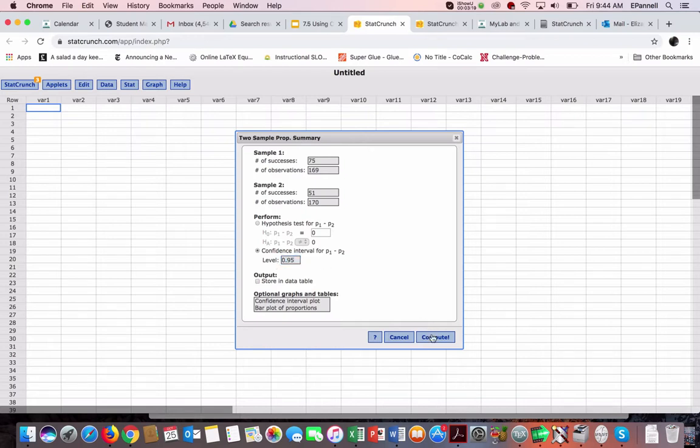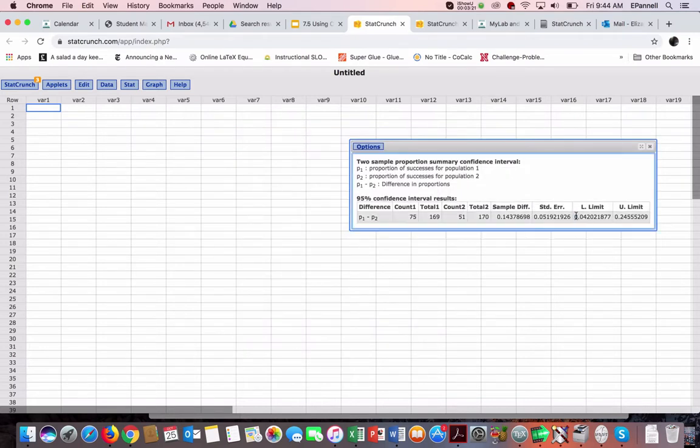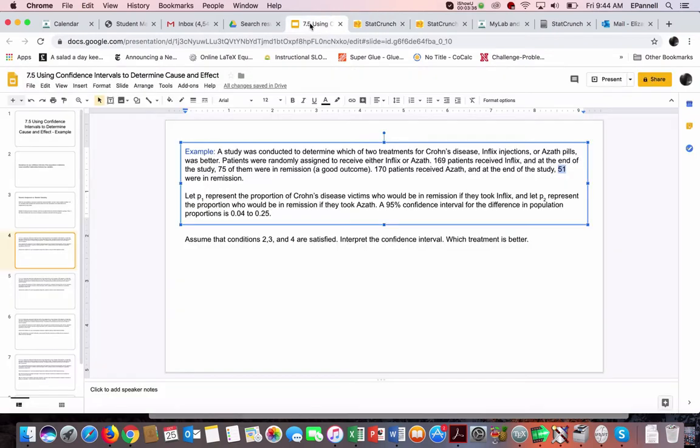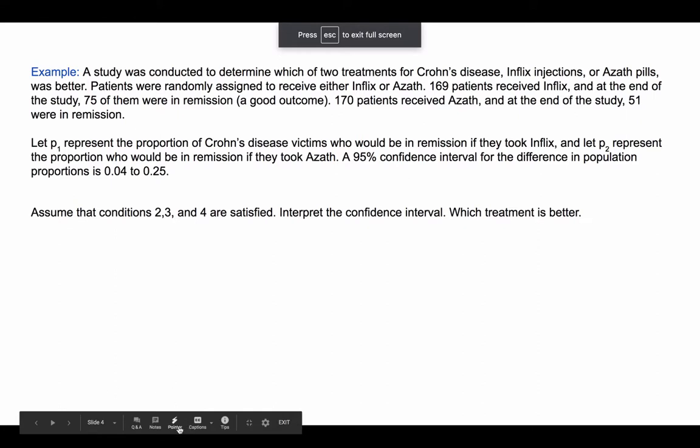Now if we compute, we get a confidence interval right here. This range of numbers that you see, that's our confidence interval. The ones on the slides have just been rounded, so we rounded to 0.04 and 0.25. Okay, so that's where this confidence interval comes from. Now we can do this problem.